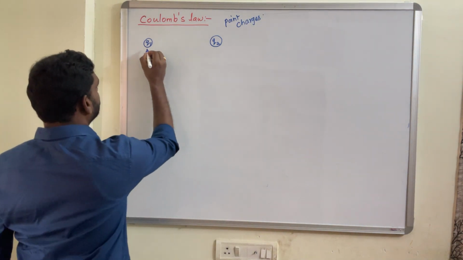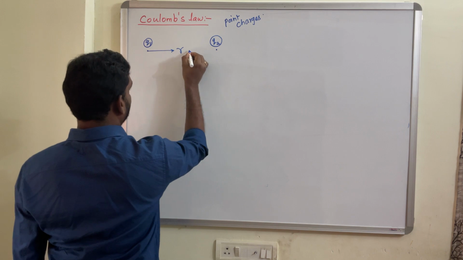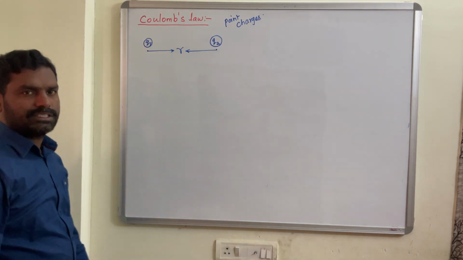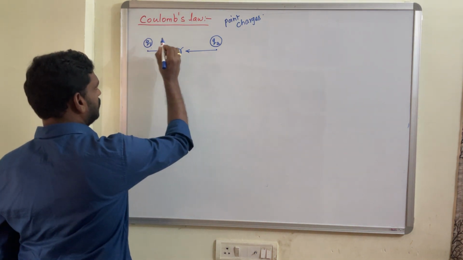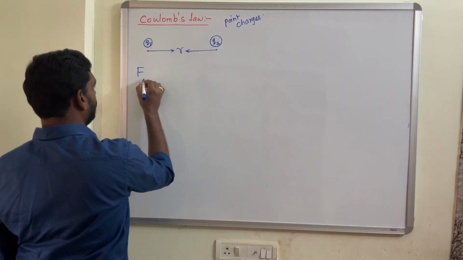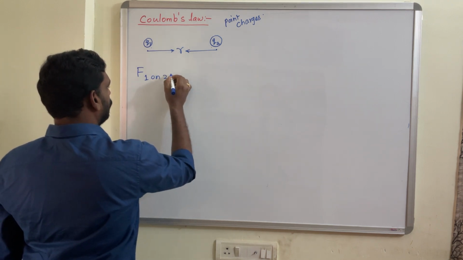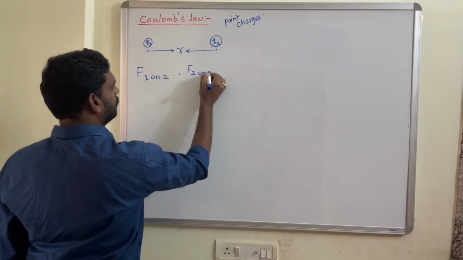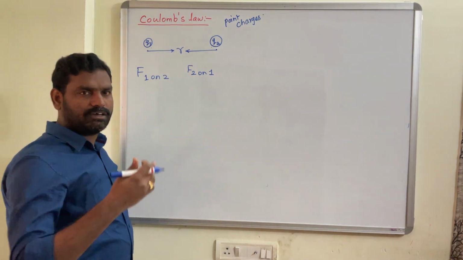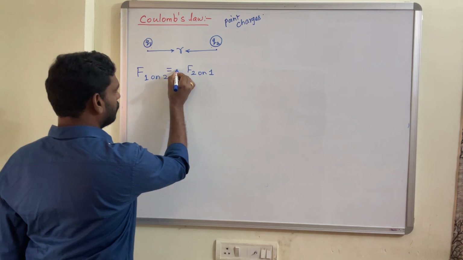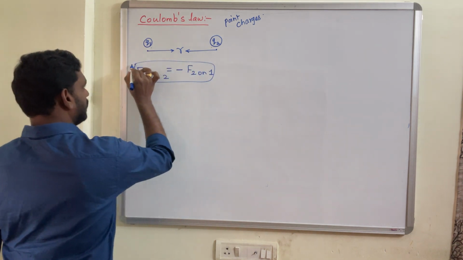Now I am considering the center to center distance between Q1 and Q2; let us consider it is R. The force exerted by one charge on the other: force exerted by 1 on 2, and force exerted by 2 on 1. Both are equal as per Newton's third law of motion, equal but opposite in direction. I will explain this clearly in a later section of the class.